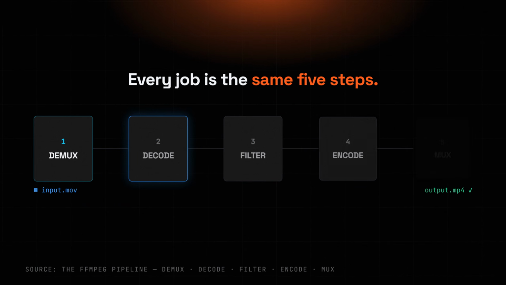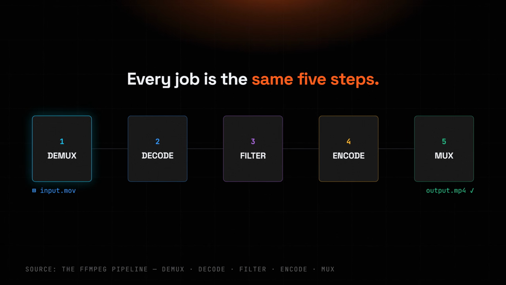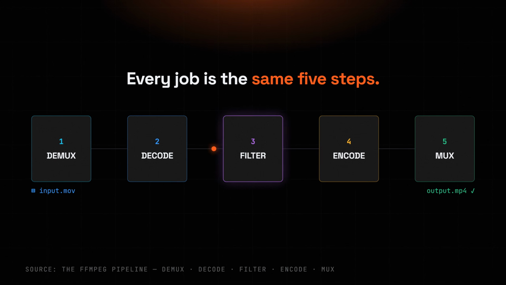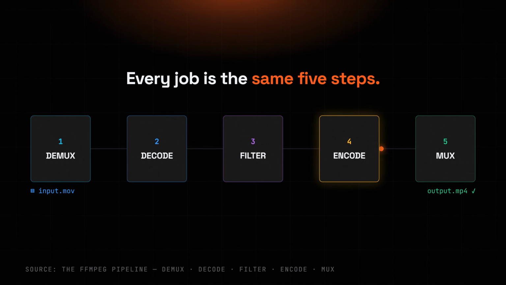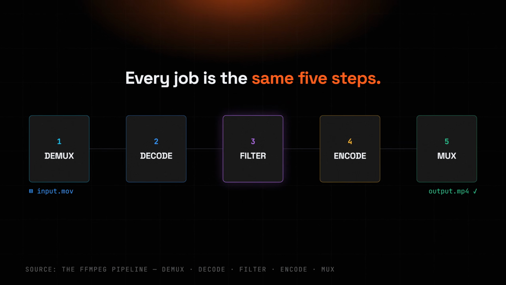So what really happens when you run that line? Every job FFmpeg does, every single one of them, follows the same 5-step pipeline. Demux, decode, filter, encode, and mux. Let us walk through it carefully, one stage at a time.